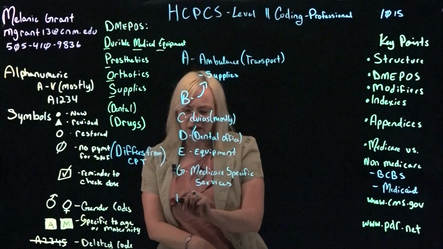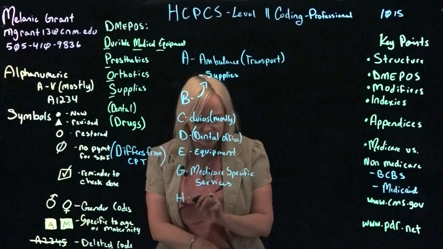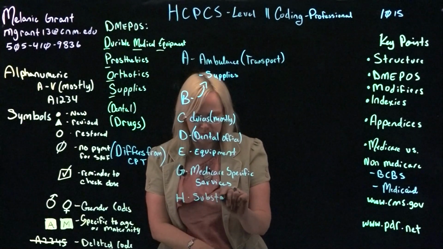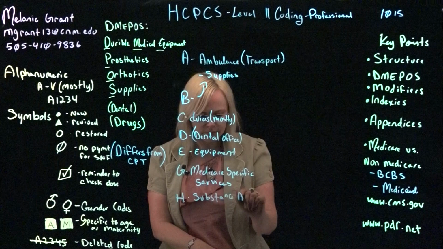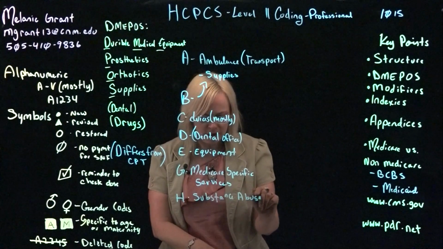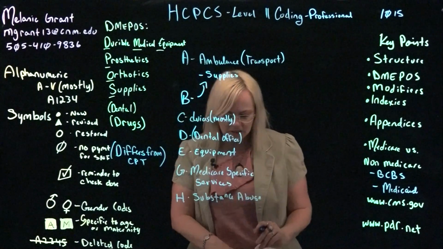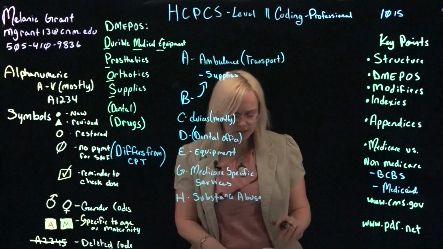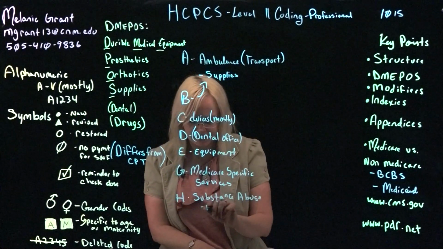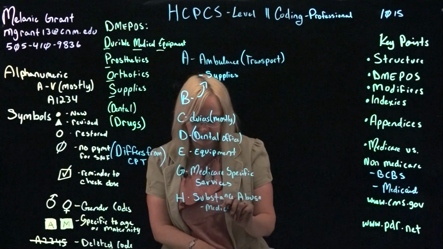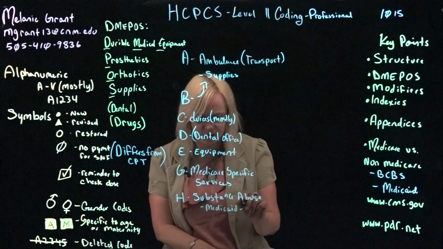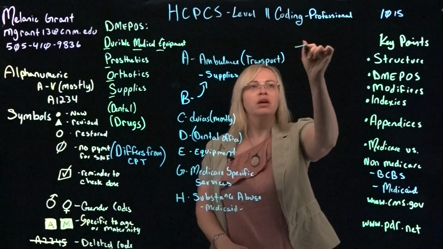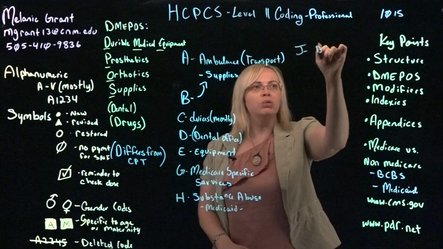Your H codes are kind of the same thing. These are for substance abuse treatments. And again, these particular ones are Medicaid services. So they're very specific to the insurance and other insurers that may use them. Your J codes are your drugs.